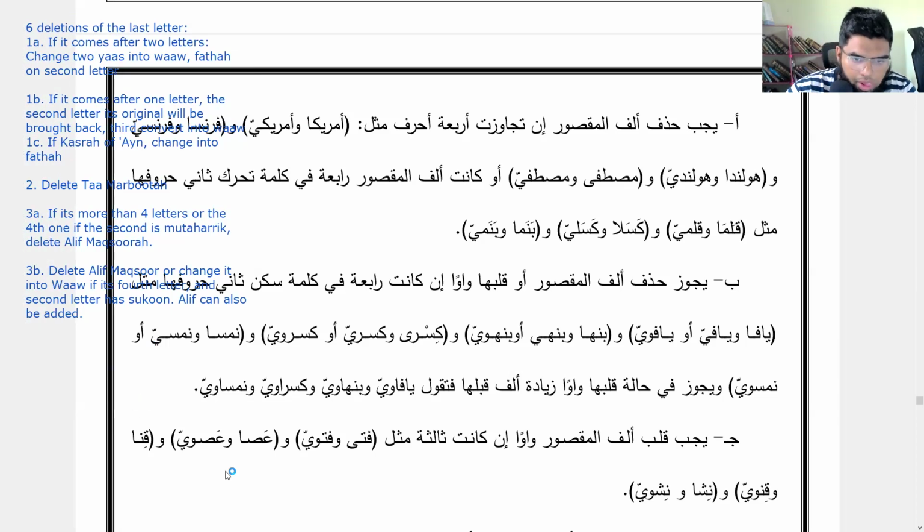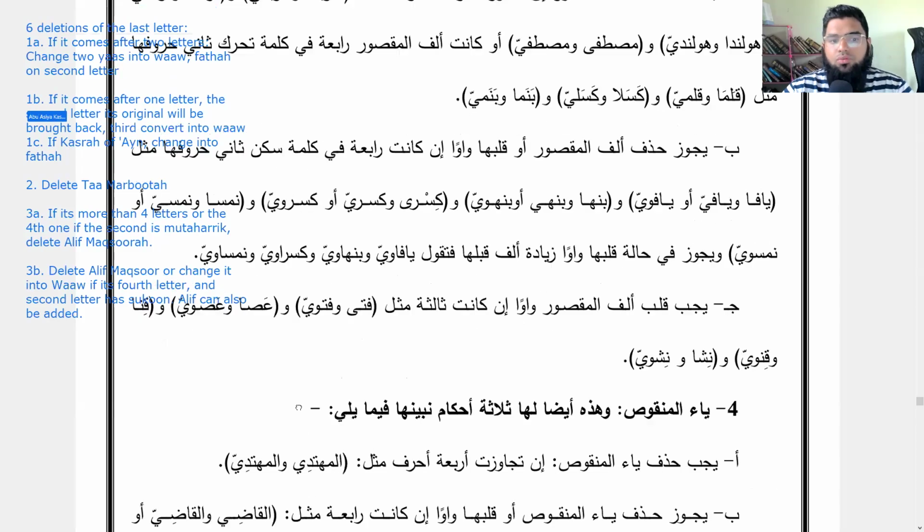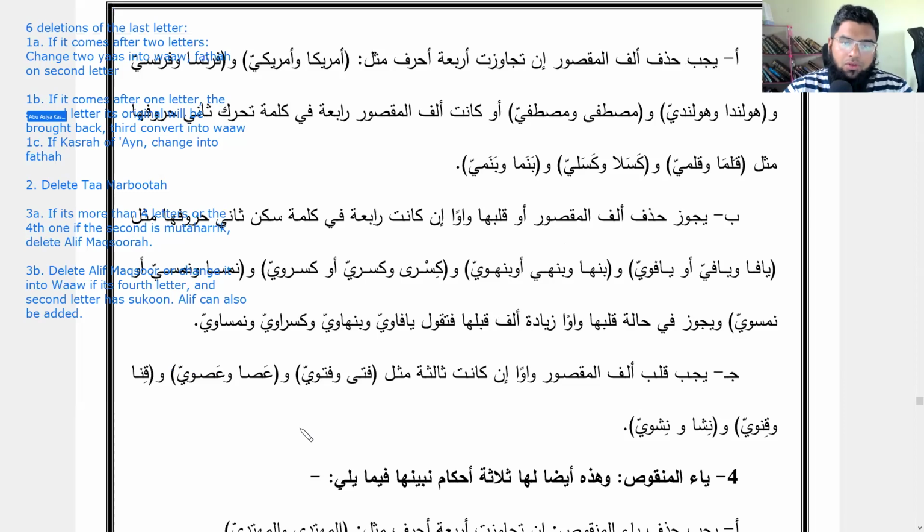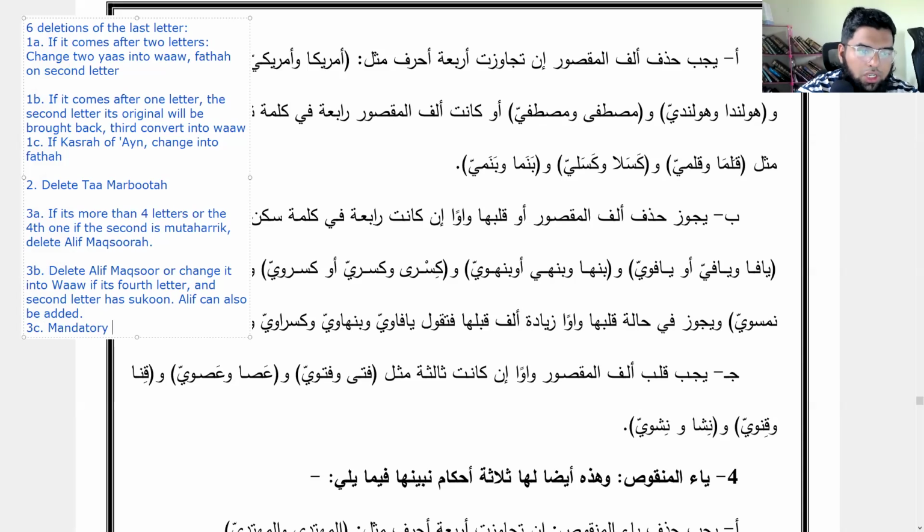How about the third letter? يجب, it is mandatory that you change it into a wow. So Fata, young man. So you'd say Fatawi. Asa, Asawi. Stick. Mandatory. Change into wow, because you cannot delete it here. If it's third, or if Alif Maqsoorah is the third one. Qina, Qinawi, Nisha, Nishawi. Okay. Some cities, Nisha and all those.